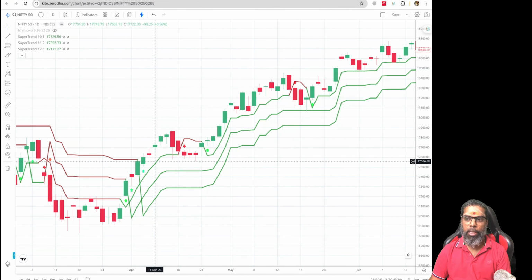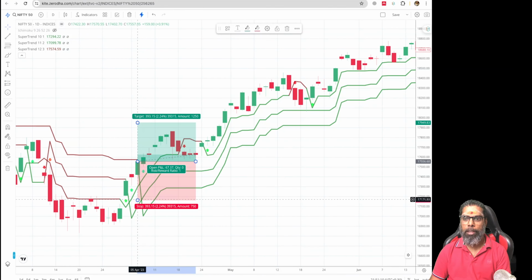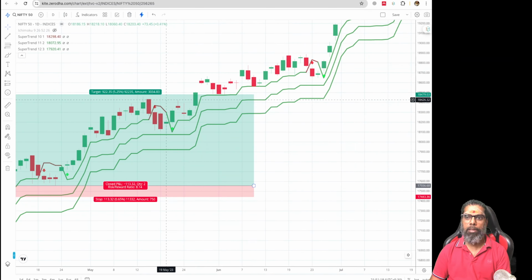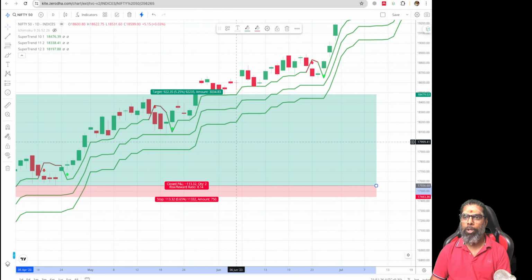You don't need to put this pattern, but if you feel that this second green line, not the first one, the second one, whenever it crosses the second one, that can be your stop loss. That way also you can set. So you entered here, and my stop loss is going to be like this. You can still keep going in your trade.